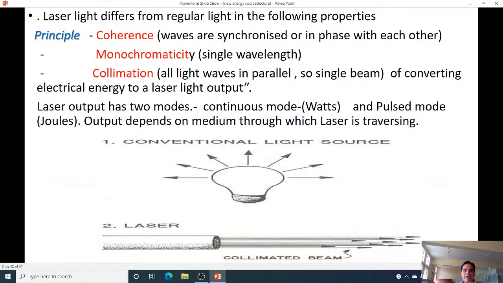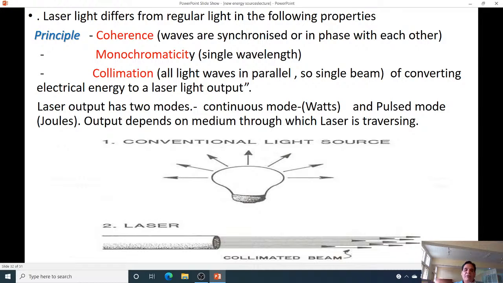Because laser light differs from regular light. Coherence means all the waves are concentrated at one common point. There is a single wavelength, not different wavelengths. And collimation is that all light waves run in parallel in a single beam.